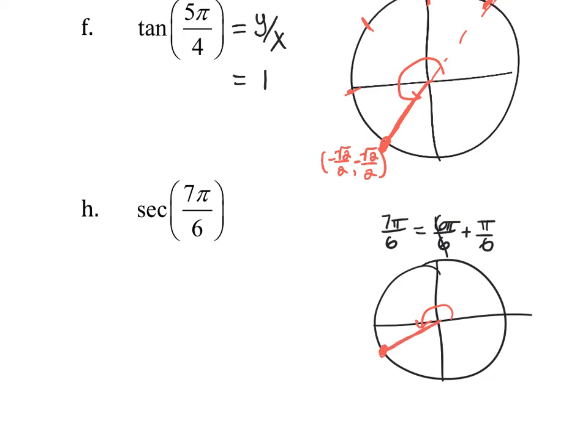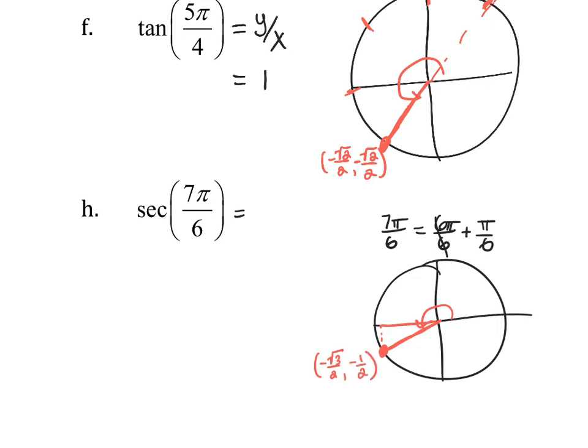The 6ths are always closer to the x-axis. And then the thirds, the pi over 3, 2 pi over 3, etc., those are closer to the y-axis. Again, it's that 30, 60, 90 triangle. The x-coordinate is negative root 3 over 2. The y-coordinate is negative 1/2.